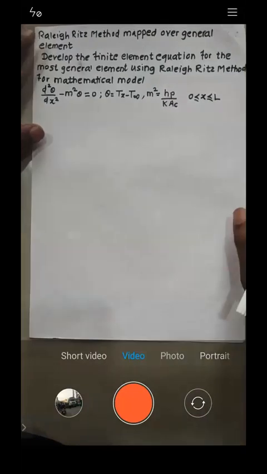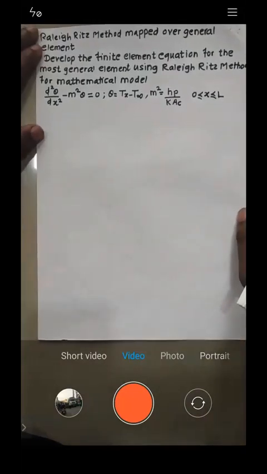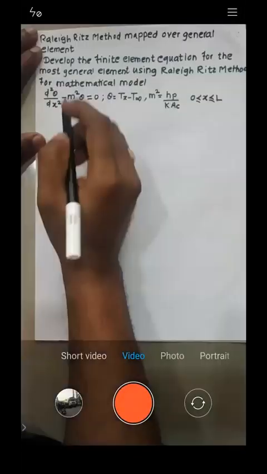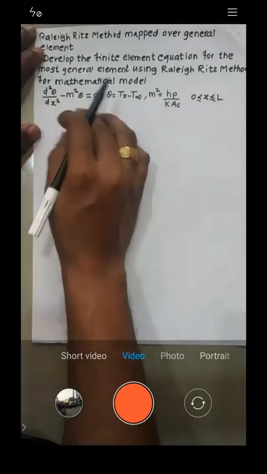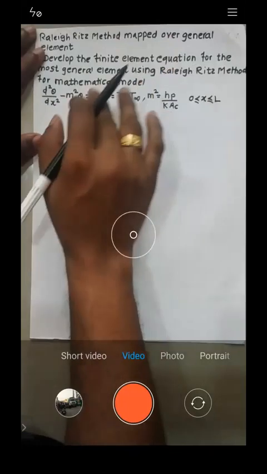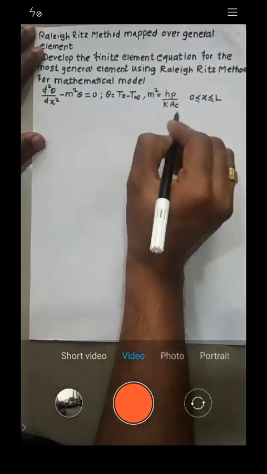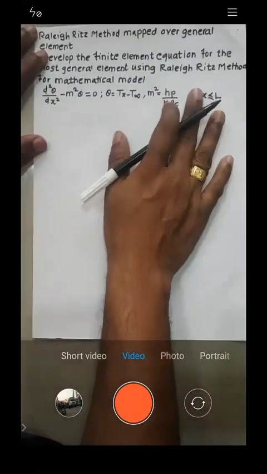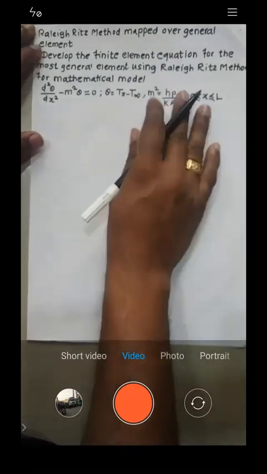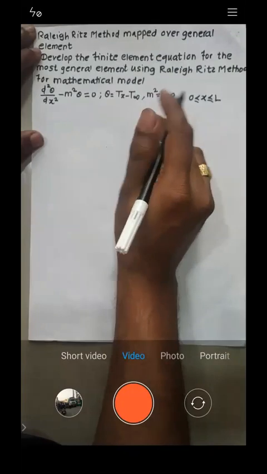So see, this is a problem which has been given. Is it okay? Okay. See, in the last lecture, we have a different governing differential equation. Now we have this other different governing equation. Okay, but just seeing at the problem, have you seen this formula of m is equal to under root hP by kAc? Have you seen this formula in heat transfer, all of you? Yes, sir.